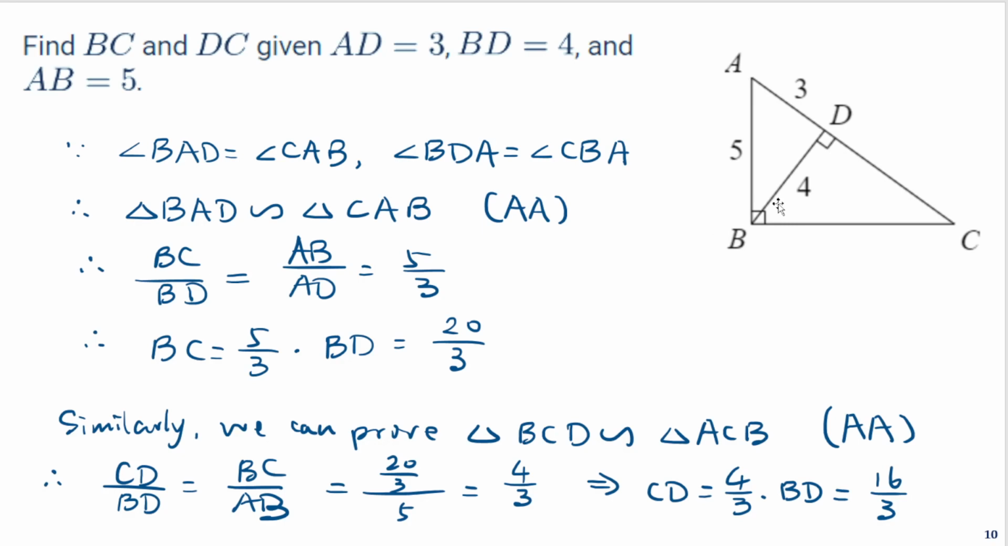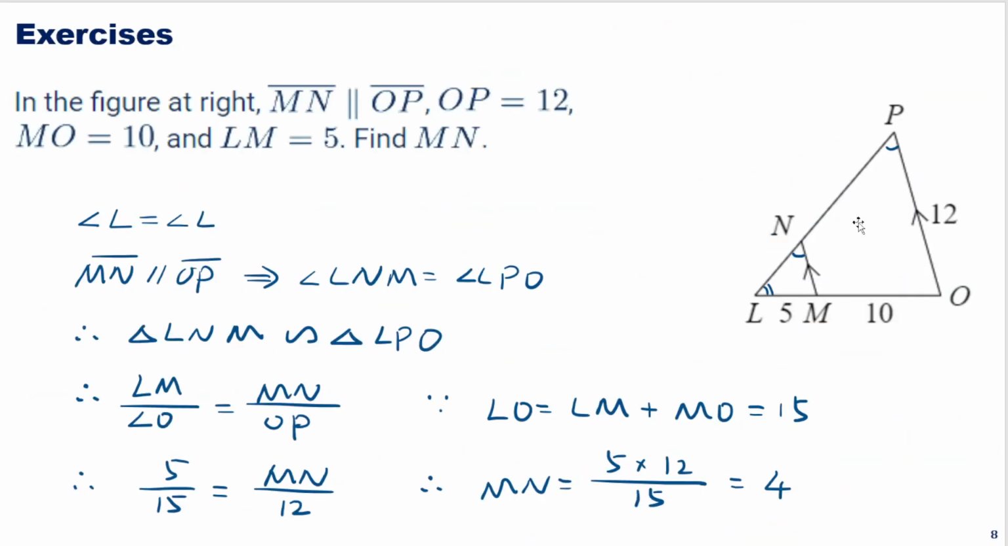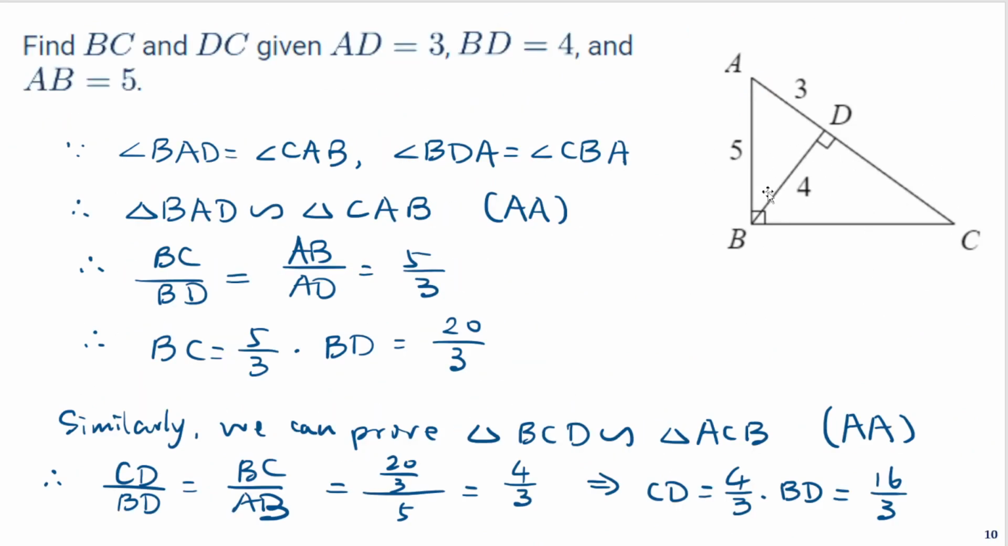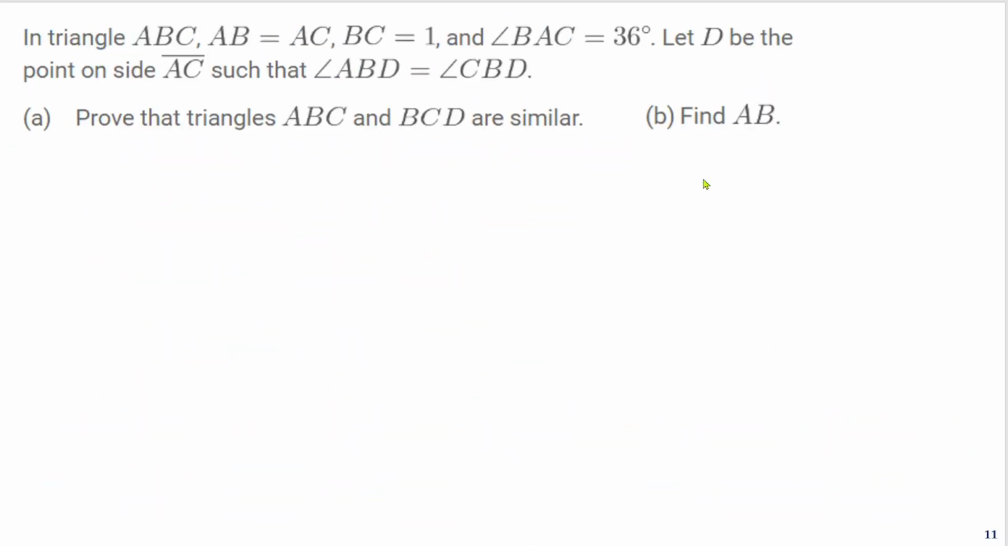Again, we have just seen 3 typical setup of similar triangles, okay? So get yourself familiar with these patterns. And let's consider another exercise if you don't have any questions. Otherwise, if you want to pause, just let me know, okay? In triangle ABC, AB equals AC, BC equals 1. Angle BAC equals 36 degrees. If you let D be the point on side AC such that angle ABD equals angle CBD, can you prove triangles ABC and BCD are similar?